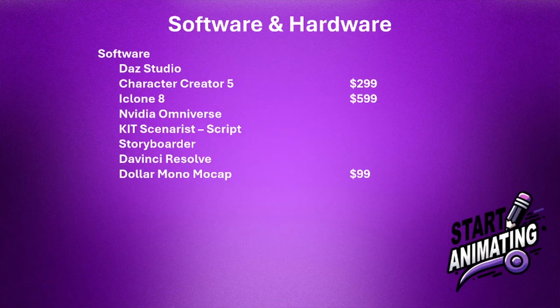Then for mocap, I'm going to use Dollar Mono mocap software, which is $99, and it is a great software. You can either hook up your webcam or you can upload a video as well. So you have two options. So you don't need a mocap suit. You just plug in your webcam or take your phone and just film yourself acting out the scene, and you can import the video into Dollar Mono, and you can export the data for your animation, and that is $99, and that is what I'm gonna use.